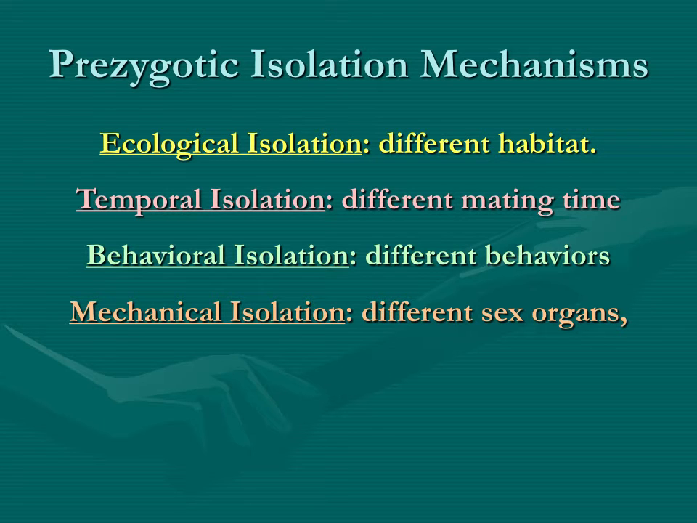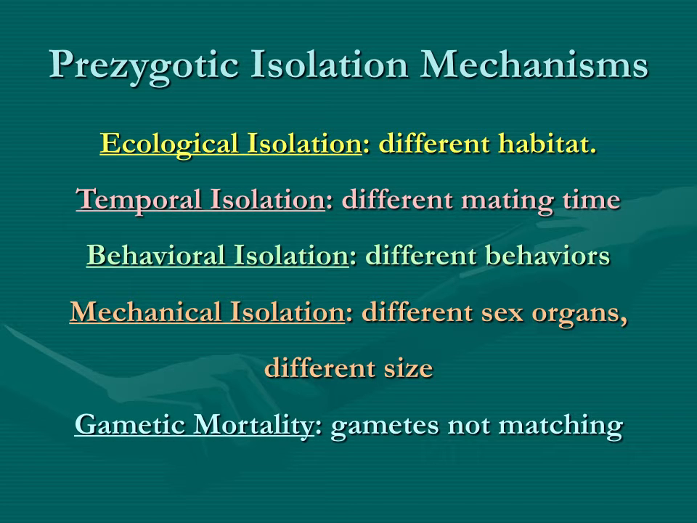Behavioral isolation is going to be different behaviors, right? So they have different mating rituals. It happens heavily in birds. They have different dances or displays or things like that. And mechanical isolation: the sex organs are just too different from one another for it to work, size or things like that. And gamete mortality: gametes just do not match up.